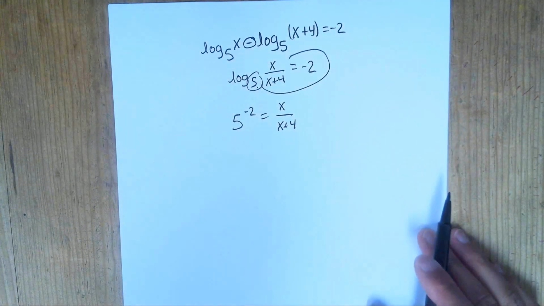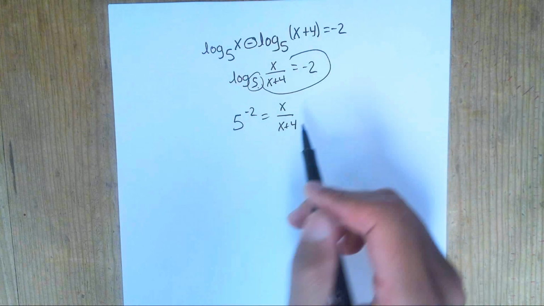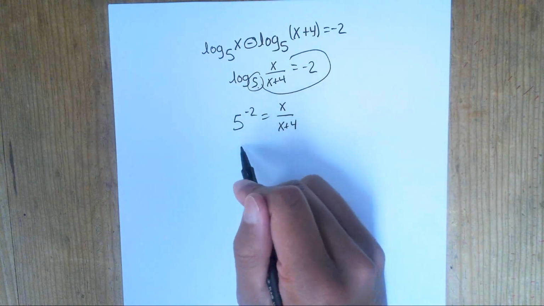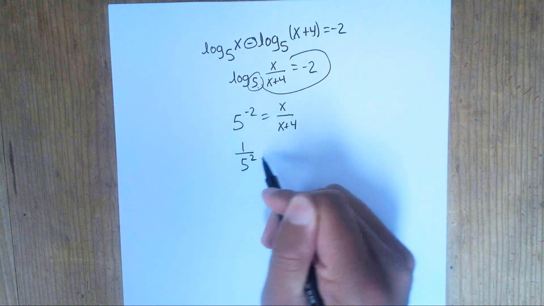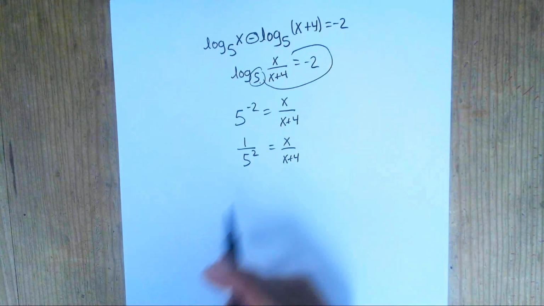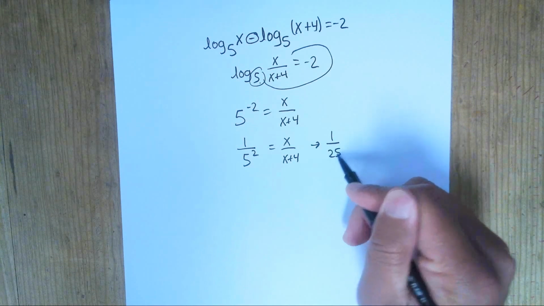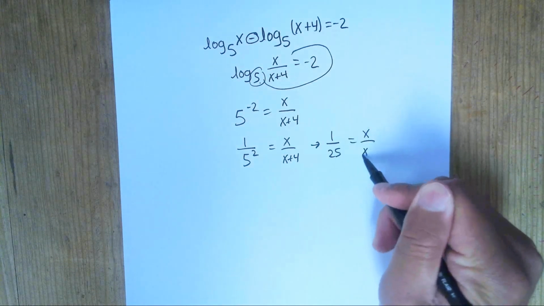Now, don't get confused here. You're on the right step. How do I get rid of that negative 2? Well, the only way to get rid of that is I have to bring it down. So that's going to be 1 over 5 squared equals x over x plus 4. Then the next step is, well, what is 5 squared? Hopefully you agree, 5 squared is 25, so 1 over 25 equals x over x plus 4.